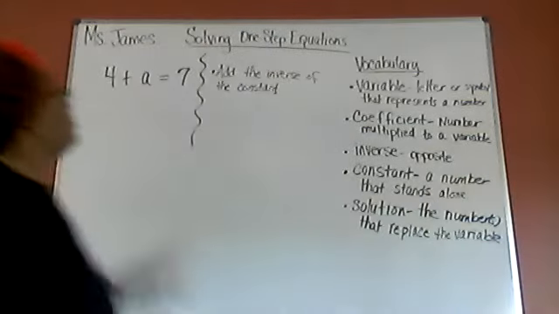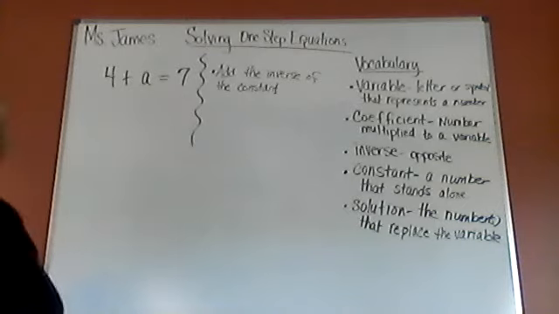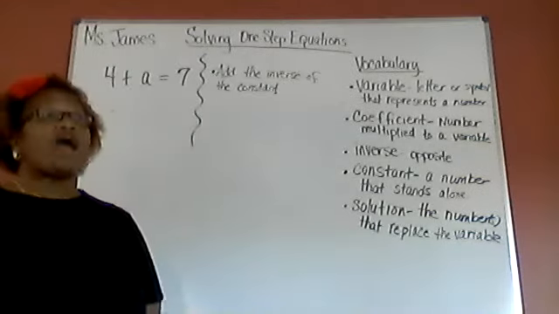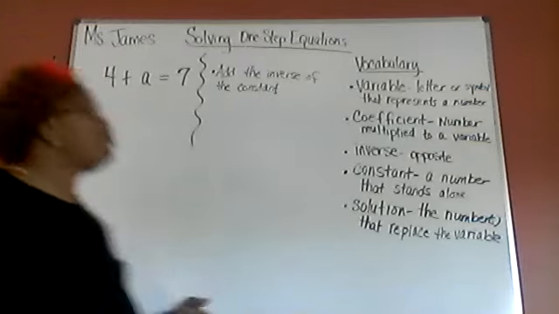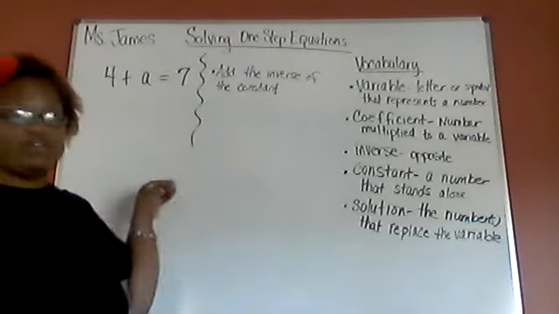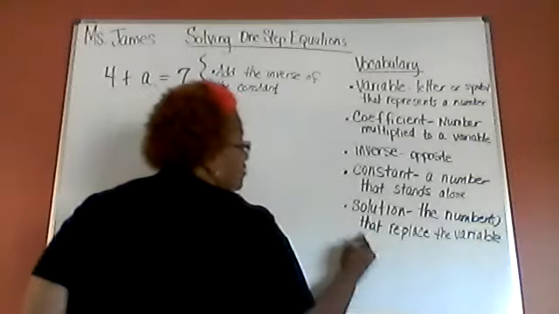A number that stands alone. So we have a 4 and we have a 7. But which constant are we talking about? Our goal to solve equations is to get a variable on one side of our equation and a number on the other side. So that's something else that we can put here.